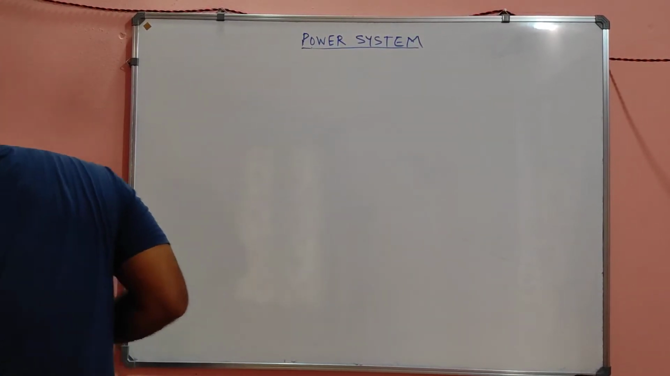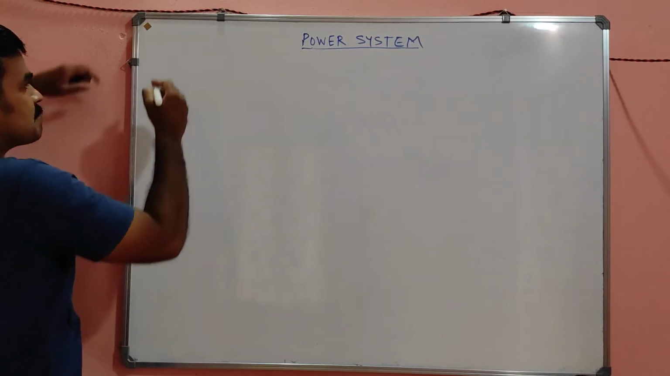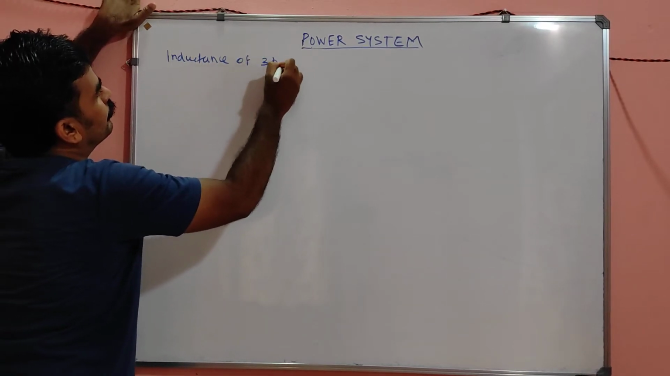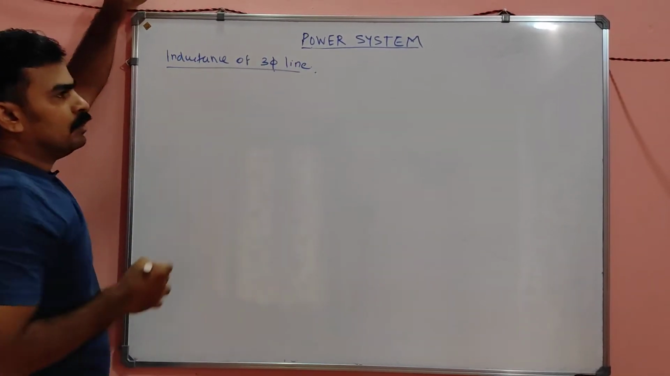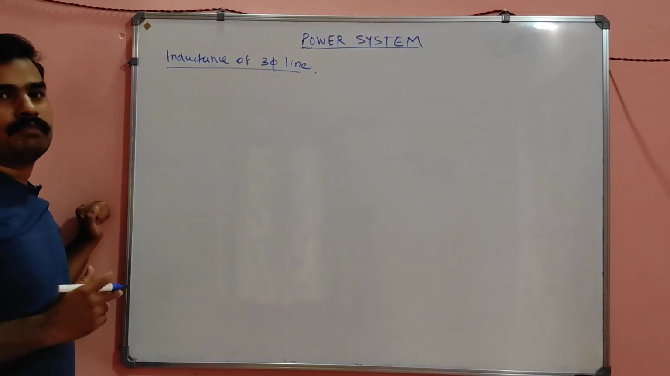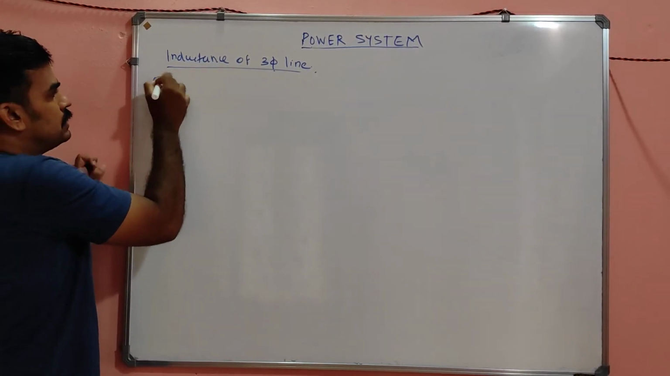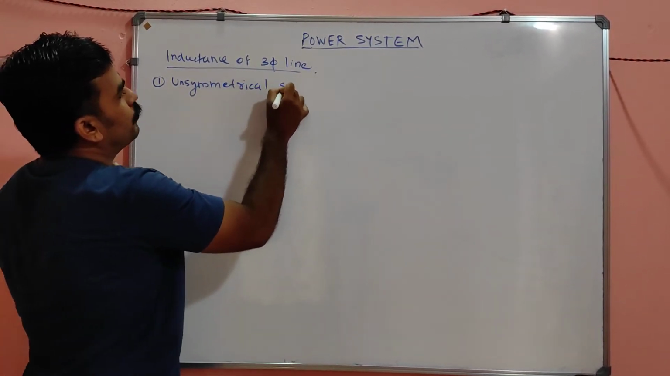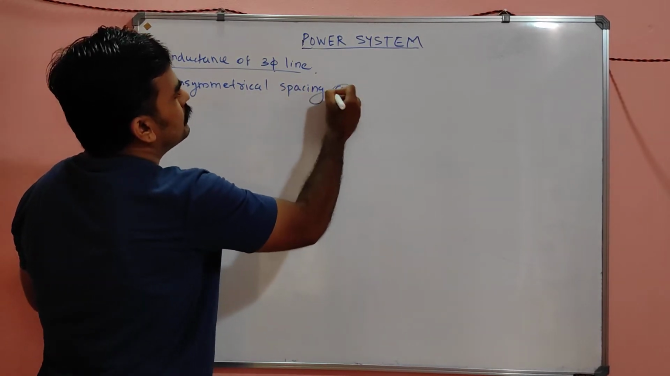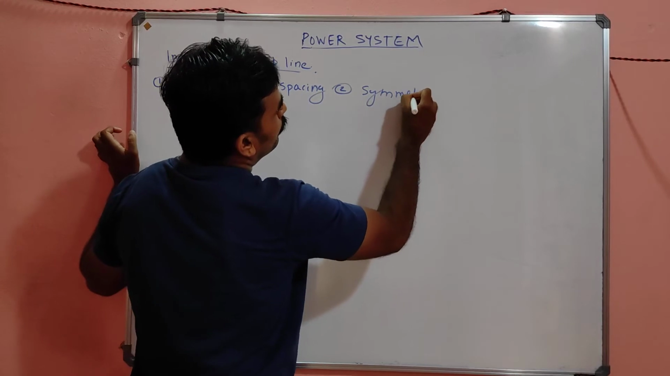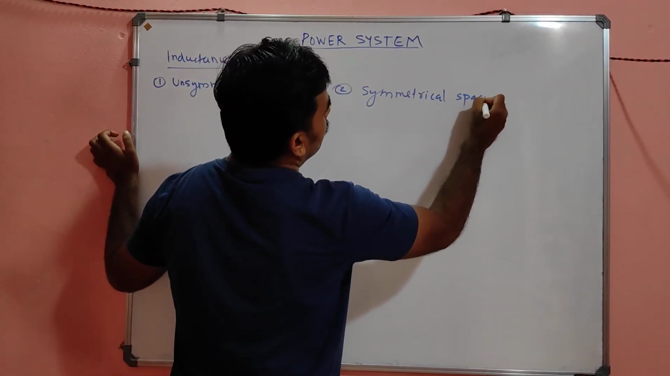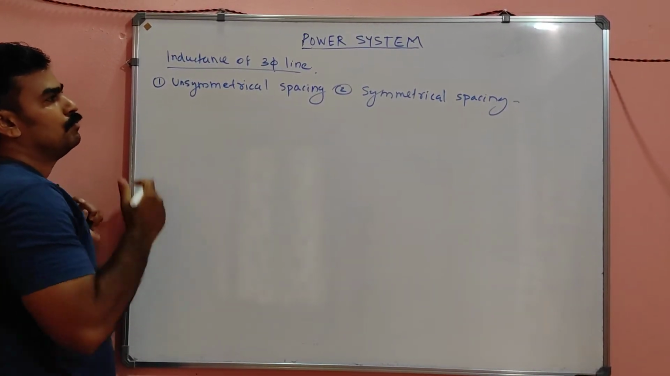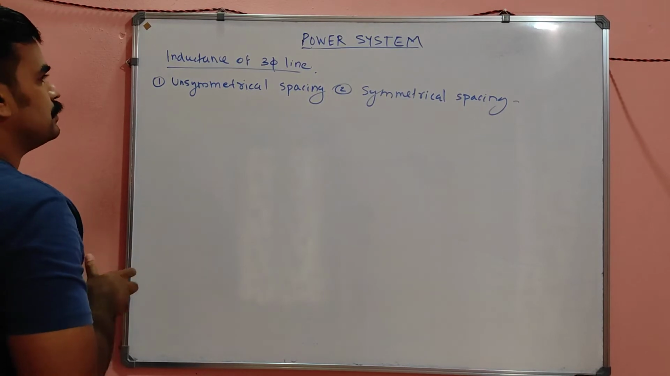Three-phase line. Three-phase line means there are two possibilities for a three-phase transmission line, my dear. First one is unsymmetrical spacing. Second one is symmetrical spacing. I will tell you one by one. First of all, we are going to deal with unsymmetrical spacing.